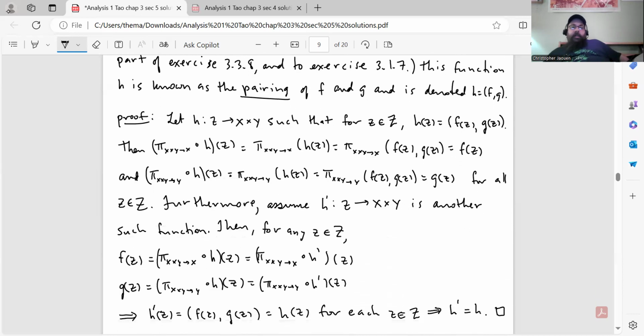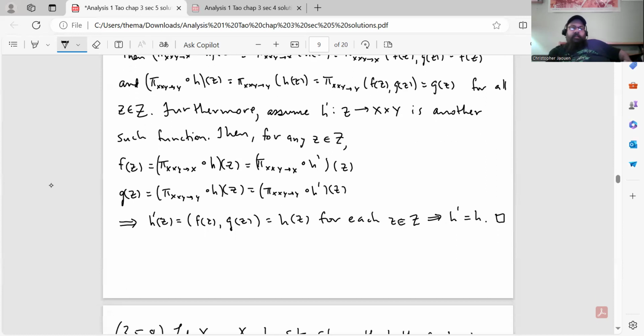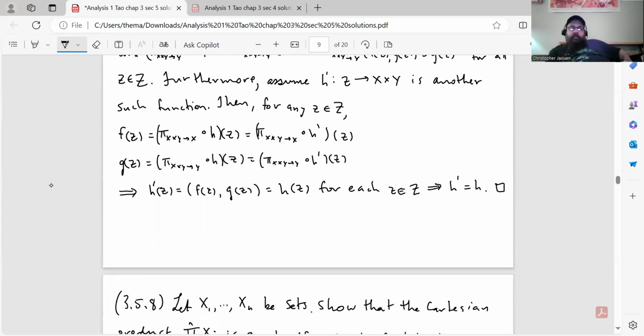All right, so here's my proof. Let h from Z to X×Y be such that for z in Z, h(z) is the ordered pair (f(z), g(z)). Then the projection onto the first coordinate composed with h of z gives you f(z), just by the way we defined the functions, and the projection onto the second coordinate composed with h of z gives you g(z). So it works. Furthermore, assume that h' is another function that does that for any z in Z. Then for each input value the function values are the same, so they're the same function.